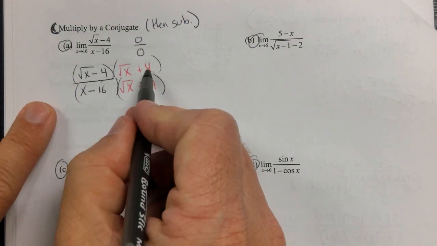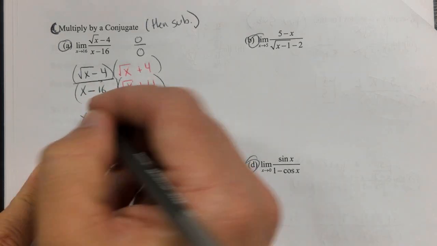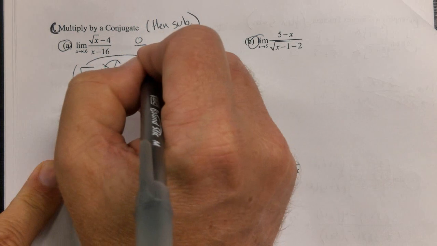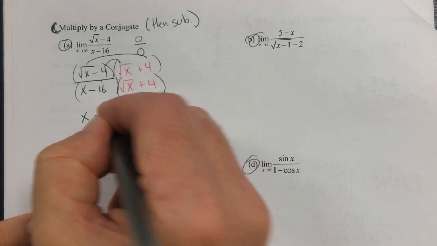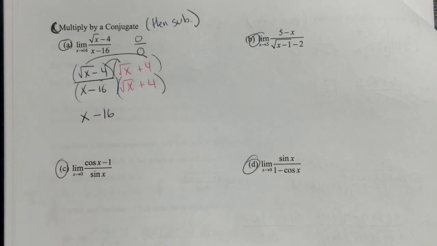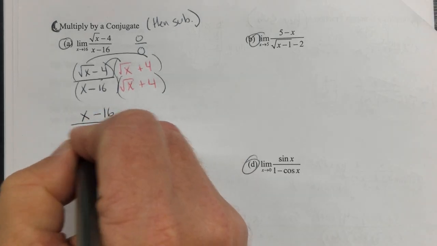So in the top, we're still just foiling. Square root of x times square root of x would be x. The outside and inside should cancel. That always happens with conjugates. So minus 4 root x plus 4 root x, I don't need to write that. That cancels every time. Minus 16, oh, that's good, because in the bottom, there's an x minus 16.